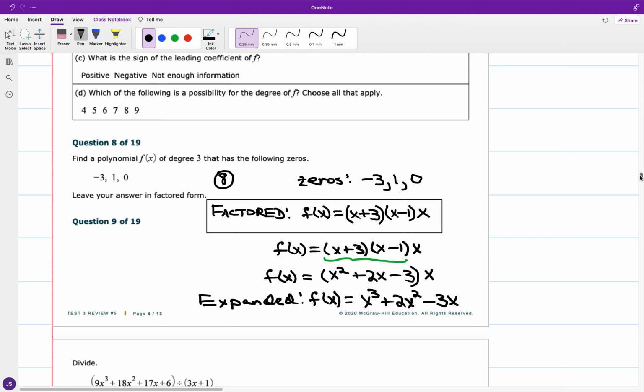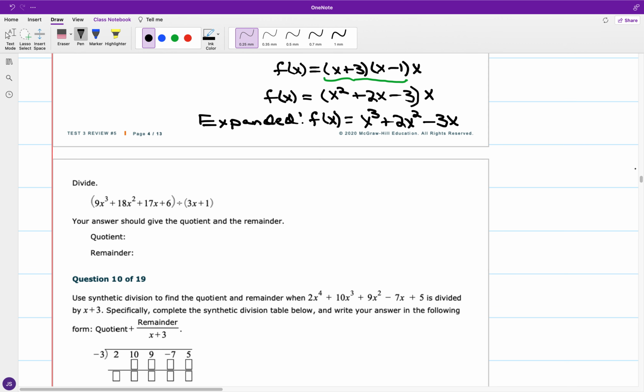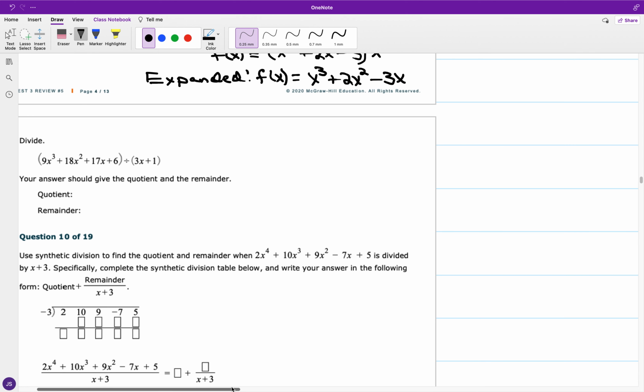All right, now for what we have in the case of polynomial division, and we have for number 9, we're looking at division where we have this third order polynomial divided by the binomial 3x plus 1, and we're looking at attaining the quotient and remainder.